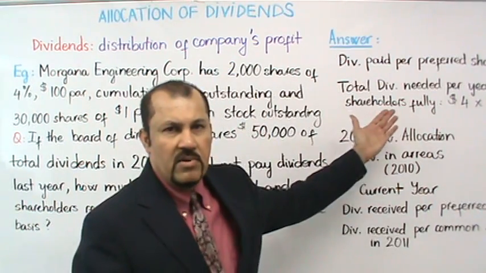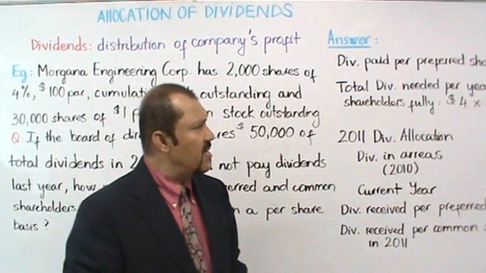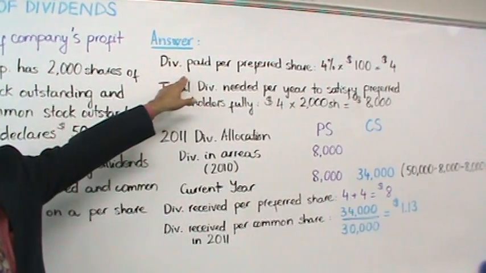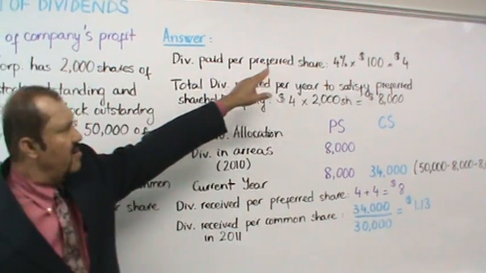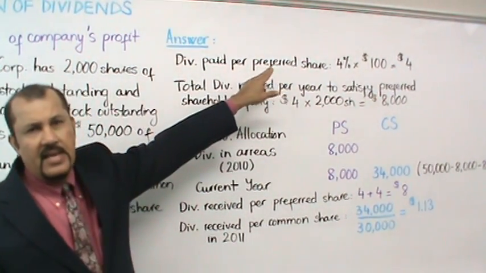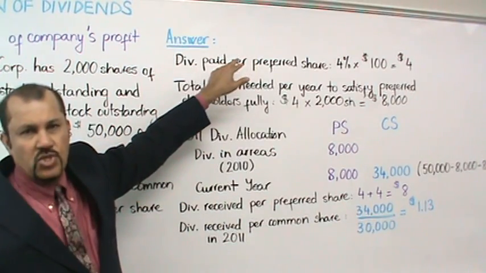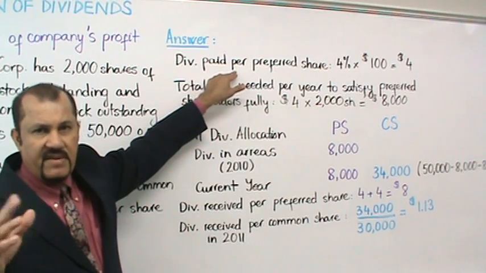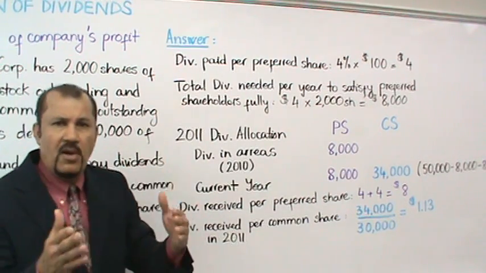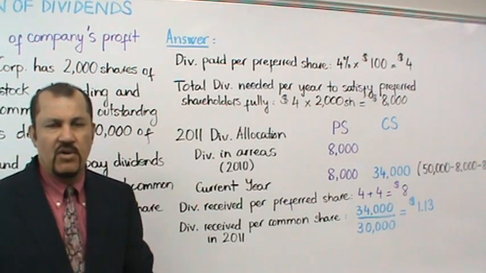So let's get right into the solutions and continue on that discussion. And I have that listed here on the very first line. It said here, dividend paid per preferred share. Now, again, I'll put the word "paid" in quotations because the company may or may not pay the preferred dividends in a given year, but the $4 in this case is what it takes to satisfy the preferred shareholders fully.